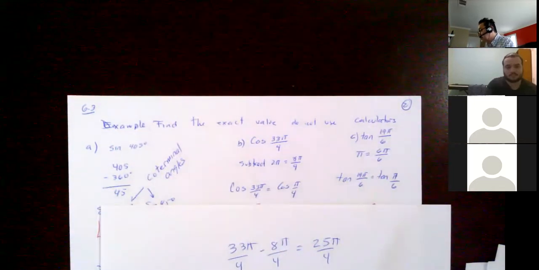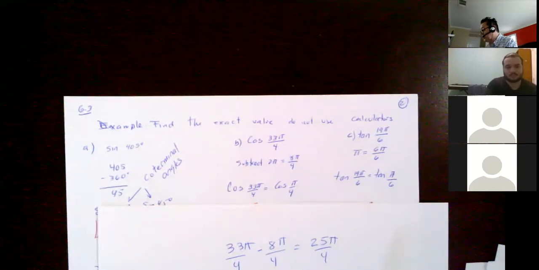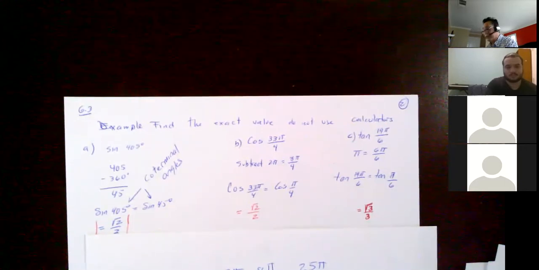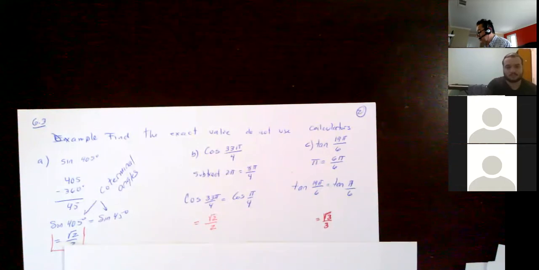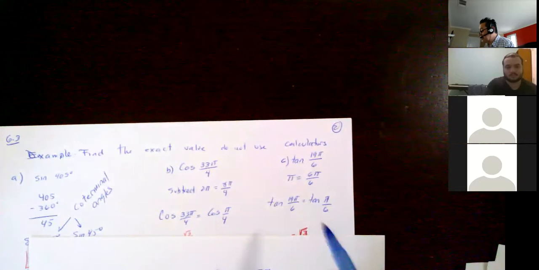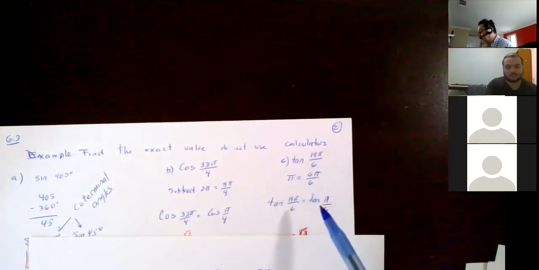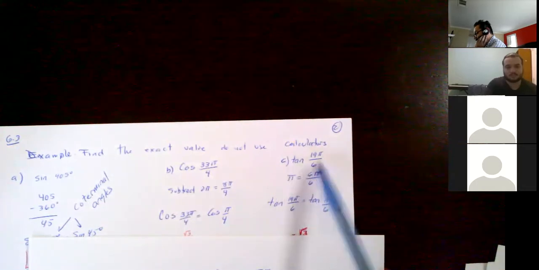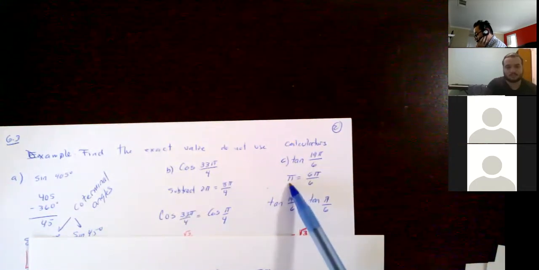And what is cosine of pi over 4? Well, we can use our unit circle to find the answer. And again, it is square root 2 divided by 2. All right, so let me see if anybody has any questions, since we're fine so far. So now let's try C. Notice C is tangent of 19 pi over 6. Again, remember the period of the tangent. The period of the tangent is pi.